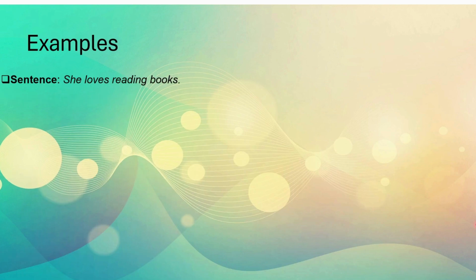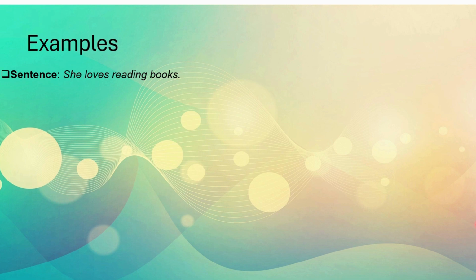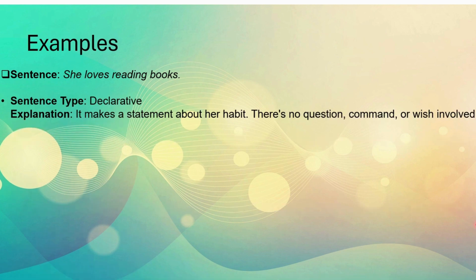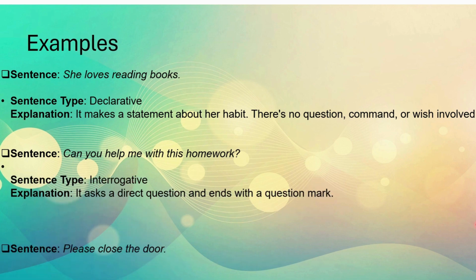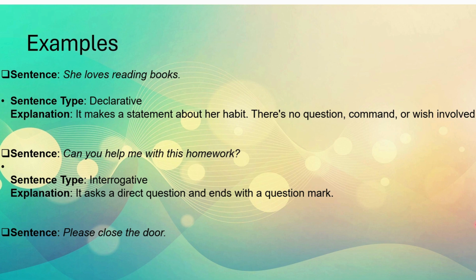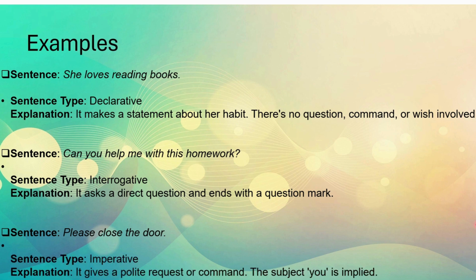Now we'll quickly go through some examples, like she loves reading books. It's a simple statement. There is no argument in that, nothing more. So it is simply a declarative sentence. Now, can you help me with this homework? This is a question. It is ending with a question mark. It's very easy, so it will be an interrogative sentence. Now, please close the door. It is telling a request. It's showing a request of someone. So it will be an imperative sentence.